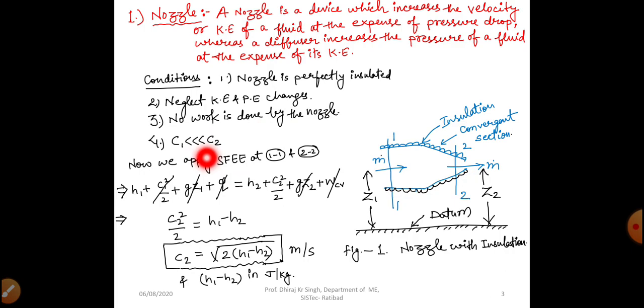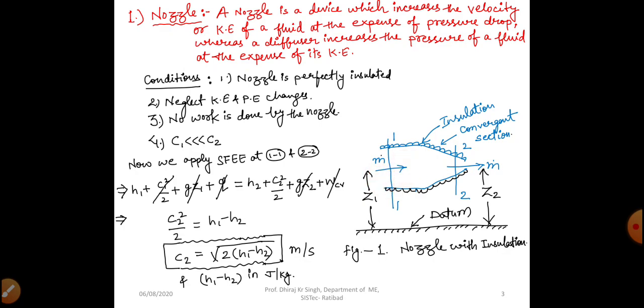The fourth point is very important, dear students, because we have shown here that C1 is very much less than C2. C2 is our velocity at exit and C1 is our velocity at inlet. As we have already discussed, a nozzle is a device which increases the velocity or kinetic energy of a fluid at the expense of pressure drop. That means at the outlet velocity will increase at the expense of pressure. So the velocity at cross section 2-2 will be much more than the velocity at cross section 1-1.